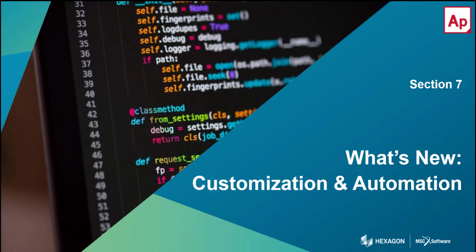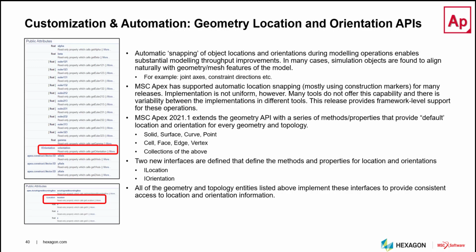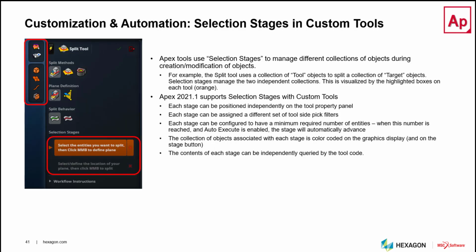All right, so for the final section, let's talk about the API extensions and the Python improvements that we've made inside of customization and automation for Apex. So we now support geometry, location, and orientation API. So if you find yourself needing to snap to a certain orientation or a certain part or a certain zoomed in view of a part, you can create your own custom view using this new capability, geometry, location, and orientation.